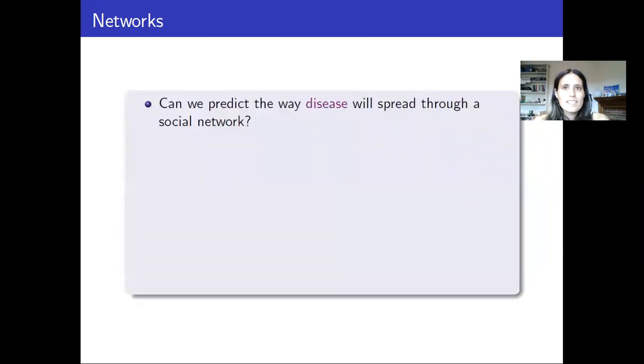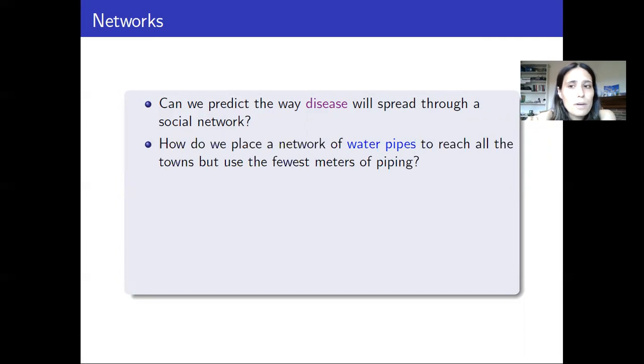So what sort of questions might people be interested in? Well, a very topical question at the moment is, can we predict the way that disease will spread through a social network? This question is actually vaguely related to what I'm going to talk about today. Before I go into that, let's have a little think about the other sorts of things that graph theory could be applied to. For example, suppose you were a water company and you needed to connect certain towns to a water network. You might ask, what's the most efficient way to do this so that I only use a small amount of my water pipes, but I still manage to connect all these towns to the network?